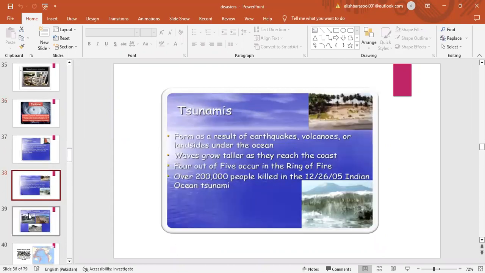Tsunamis are formed as a result of earthquakes, volcanoes, or landslides under the ocean. Waves grow taller as they reach the coast. Four out of five occur in the Ring of Fire. Over 200,000 people were killed in the 2004 Indian Ocean tsunami.